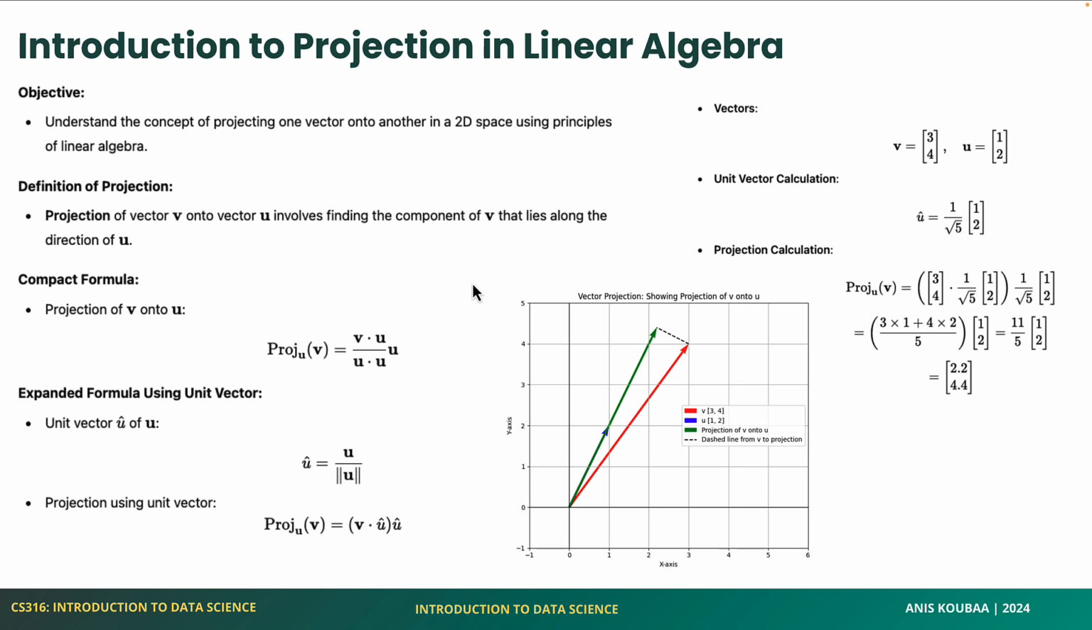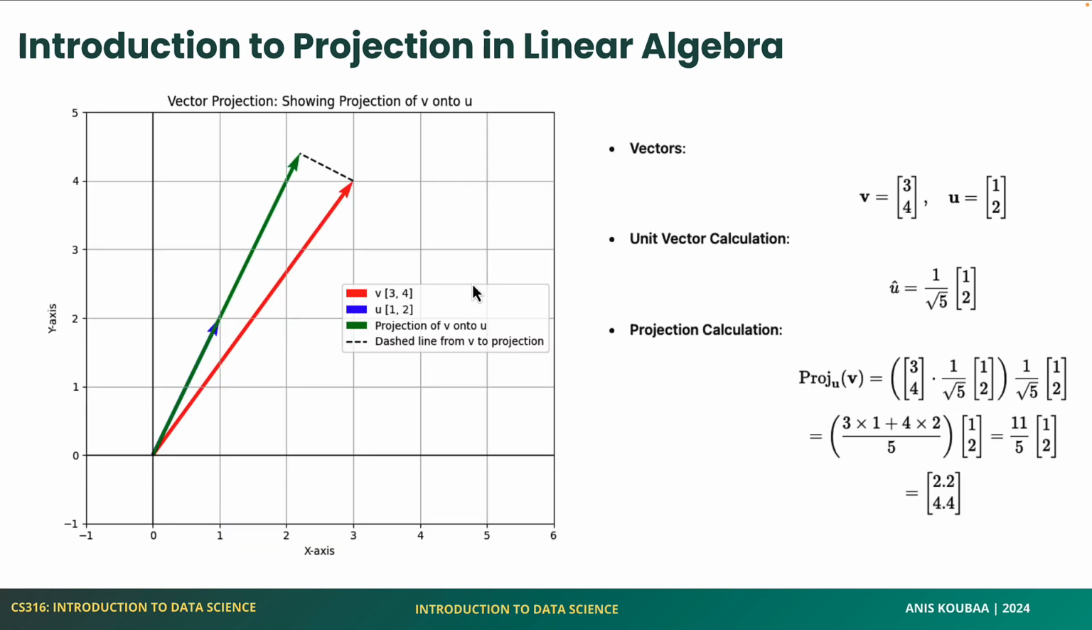Nice. And this is a clearer picture. Okay, and the dashed line here is basically the projection line. And this is the vector u. It's 1, 2. Okay, so it represents basically the magnitude of v along this axis.